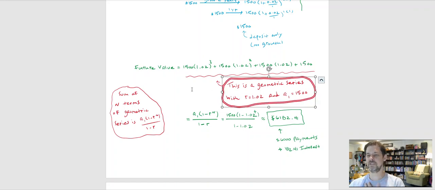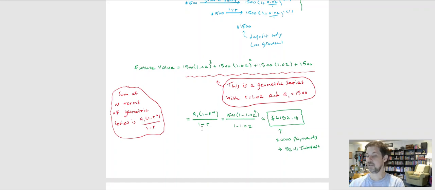Well, real quick, what is a geometric series? A geometric series is a series where you take any term and multiply it by the same number and you get the next term. So if I took this term and multiplied it by 1.02, I would get this one. And if I multiplied that one by 1.02, I would get this one, and so on. That's what a geometric series is. The sum of n terms of a geometric series is a1, the first term, times 1 minus r to the n power, over 1 minus r.